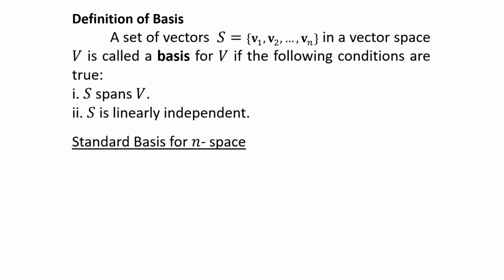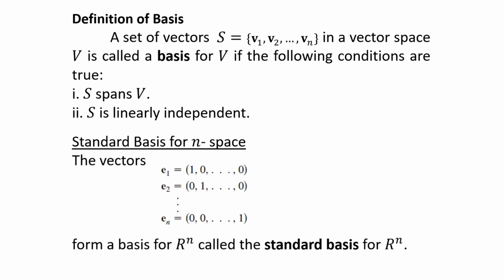The standard basis for n-space. The following vectors form a basis for R^n, called the standard basis for R^n. We have e sub 1 equals 1, 0, 0 and so on. e sub 2 is 0, 1, 0, 0 and so on. And e sub n equals 0, 0, and so on, with 1 in the nth coordinate or nth component.